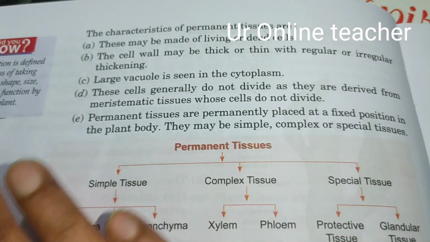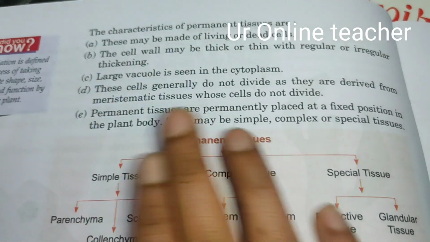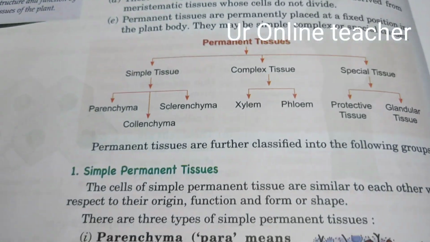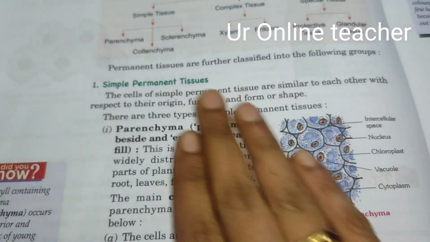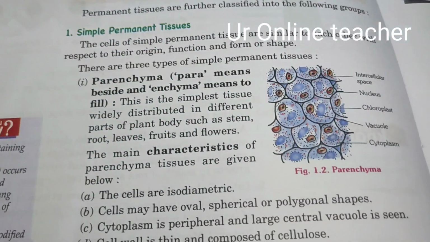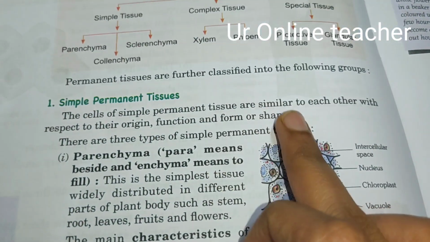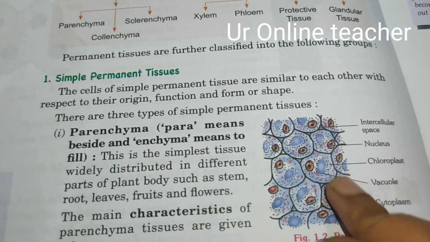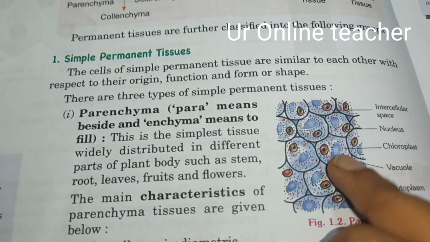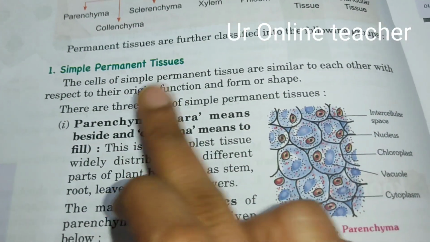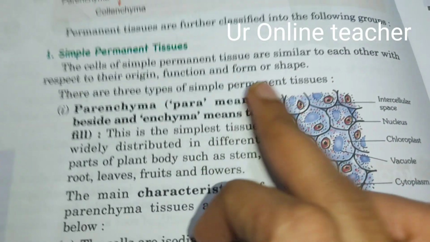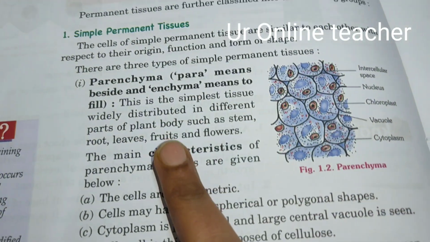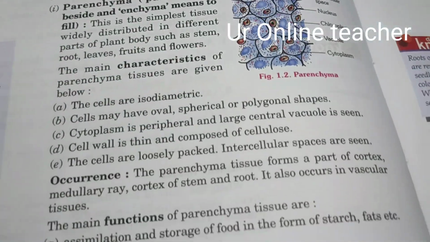They will be at a fixed position in the plant body. Again, they are of different types: simple, complex and special tissues. Then simple permanent tissues, again of different types. The cells of simple permanent tissue are similar to each other in their origin, birth, function and form or shape. There are three types of simple permanent tissue: parenchyma, collenchyma and sclerenchyma.